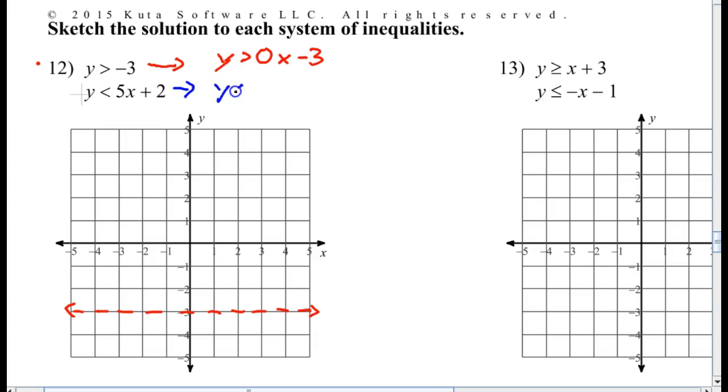Same thing here. We have to know that 5 is the same as 5 over 1 x plus 2. So start at 2. Of course, we can't go up 5 over 1, so we know from before that we can make these both negative. That's the same thing as a positive, so we can go down 5, right 1, and that's going to be our dashed line. Okay.